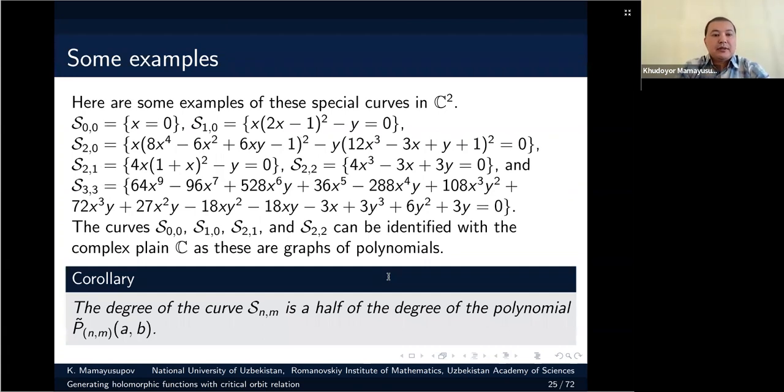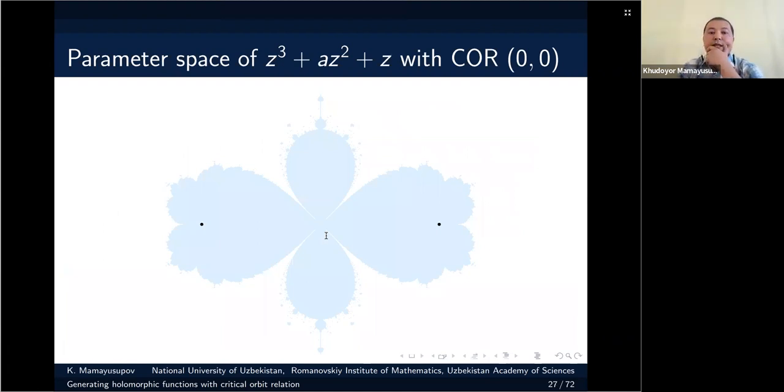And here are some examples of these curves. For instance, S00, S10, S20, and S22 are graphs of polynomials, so they can be identified with the complex plane. And we can also know the degree of these curves, which are half of the degree of this polynomial. And here is a degree table of these curves. And now I would like to show some variety in this cubic polynomial family. So just take here (1,1). And here 2 dots represent orbit relation (0,0), which is exactly a being plus or minus square root of 3.